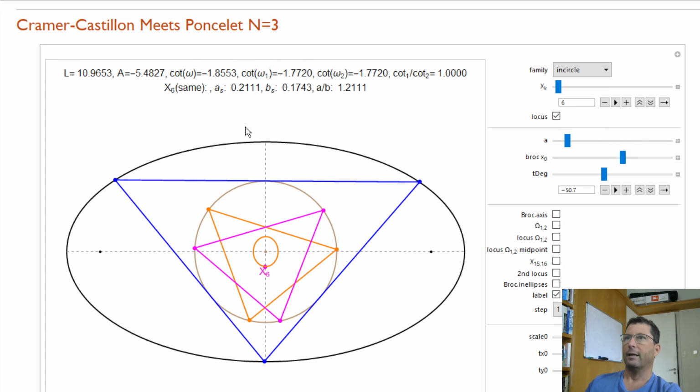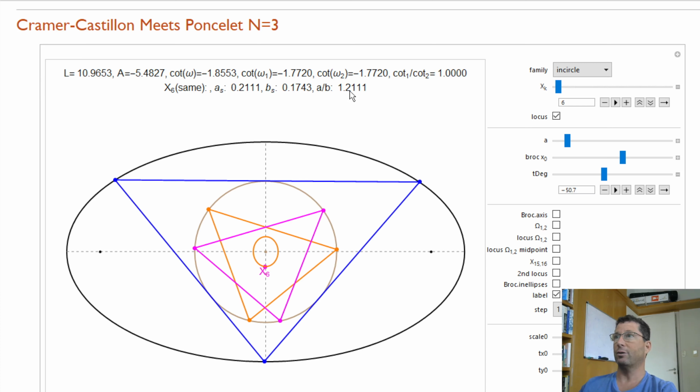As it turns out, the two loci are the same curve, and they are ellipses. So this orange curve that you see here, I'm numerically reporting that this is an ellipse, and this is the major semi-axis length. When this shows up here, it's basically saying I've numerically detected using least squares that the locus of x6 is an ellipse. Here's its minor axis, here's its major axis, and here is its aspect ratio.